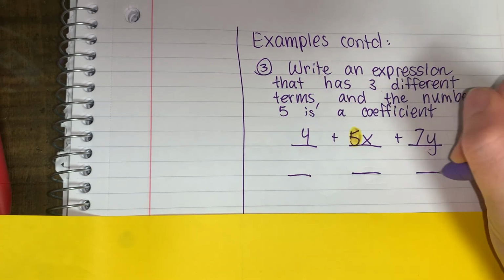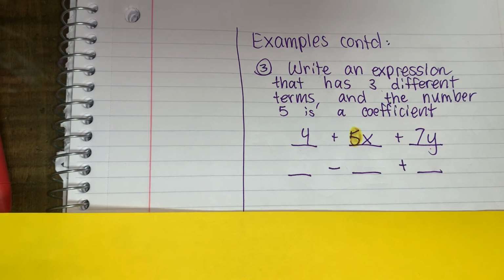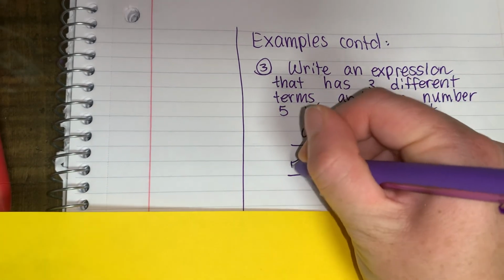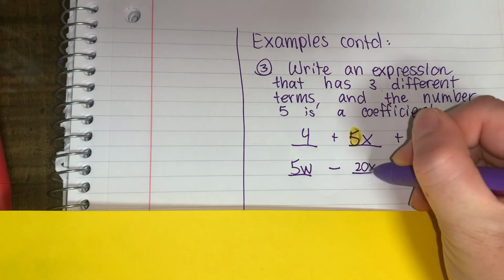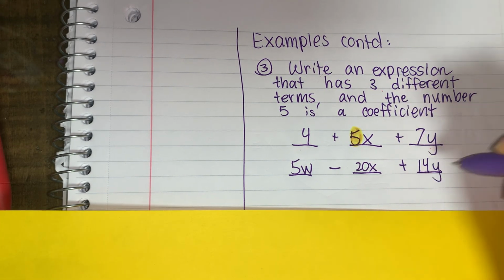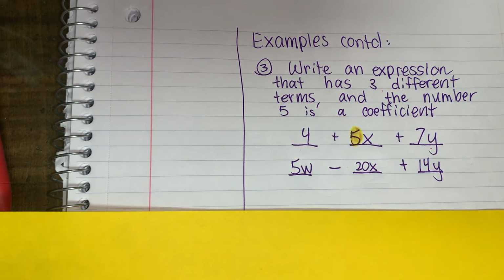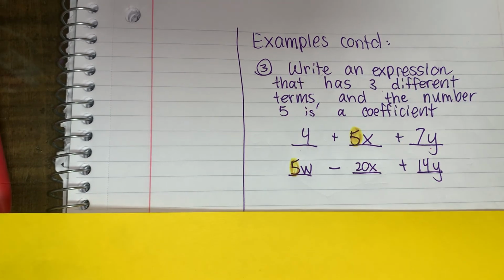You might have had something else. 3 terms, so I'm going to draw the line for 3 terms. 1, 2, 3. You might have had subtraction and then addition here. Remember, you have to separate terms with adding and subtracting. And as long as 5 is a coefficient, you could have done 5w minus 20x plus 14y. It doesn't matter as long as 5 is a coefficient. That's just what this problem asked for. Okay? That's all you're doing today.